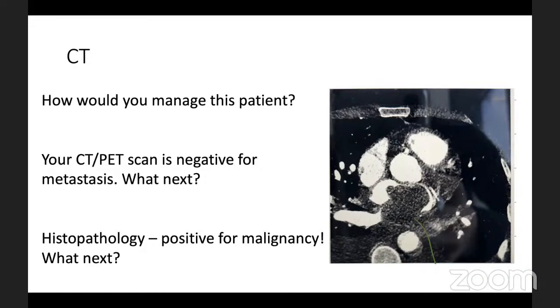Okay. Do you have any way that you can know for sure if this is malignant or benign before you operate on this patient? Maybe I'll send the biomarkers.